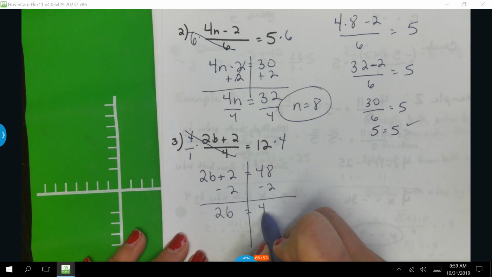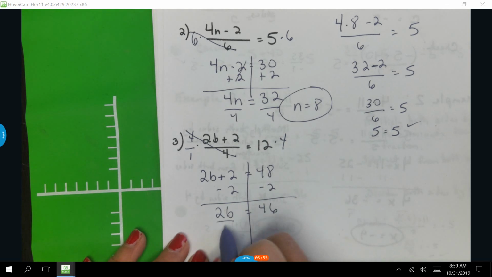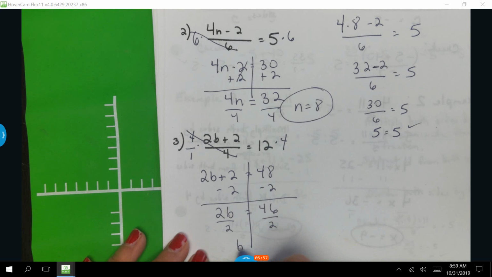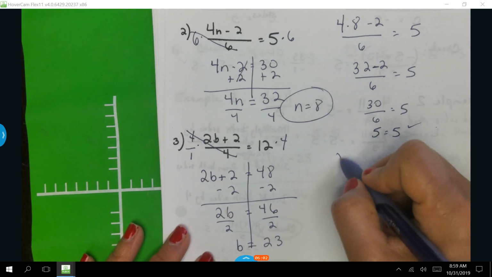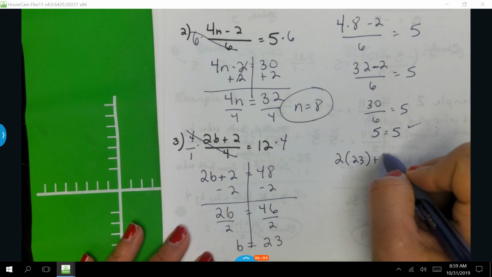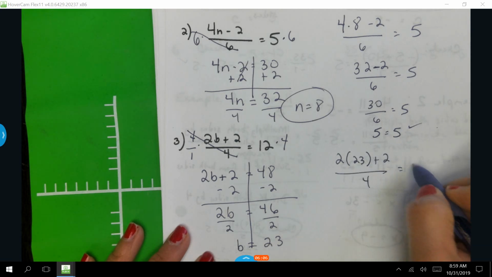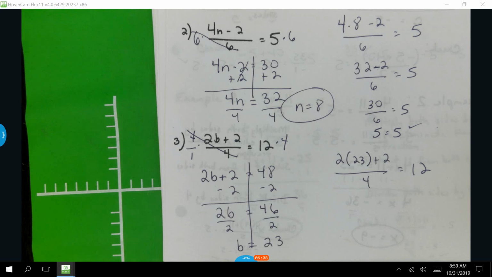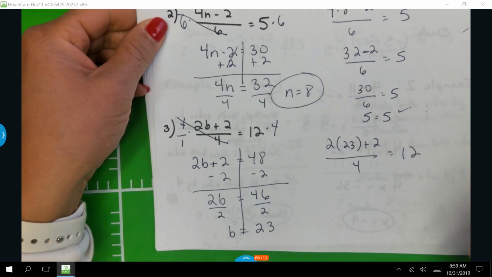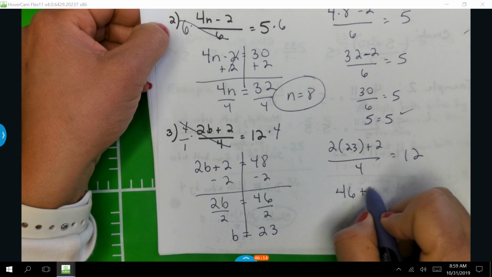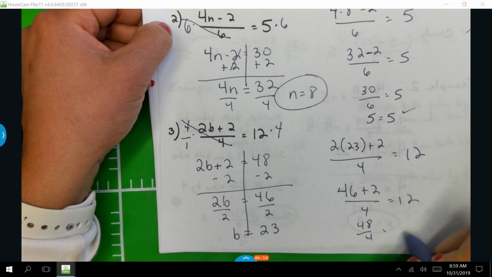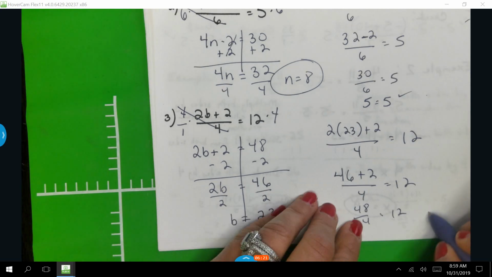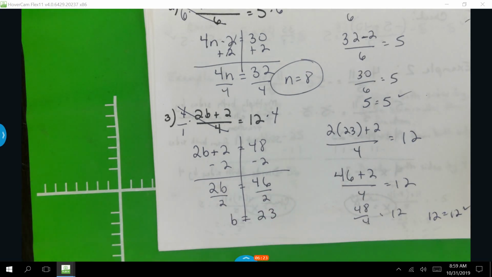So 2b equals 46. Divide both sides by 2, and b equals 23. So 2 times 23 plus 2 divided by 4 should equal 12. Always go back to your original equation. So 46 plus 2 divided by 4, and 48 divided by 4 is 12. 12 equals 12.